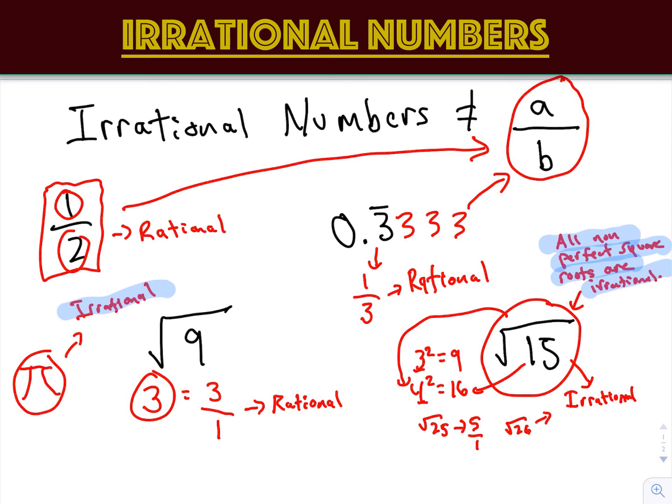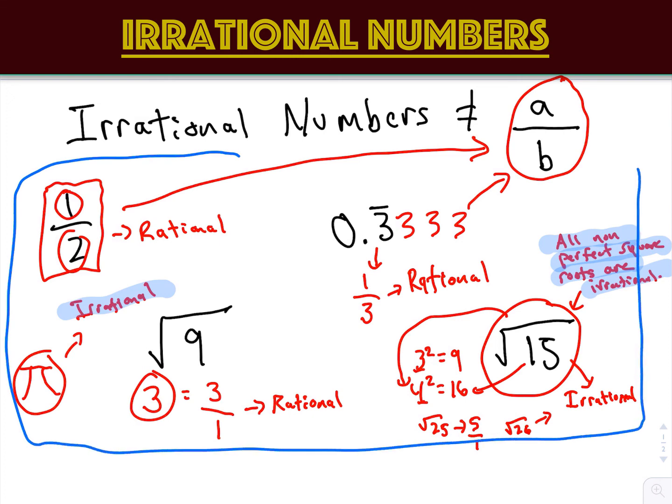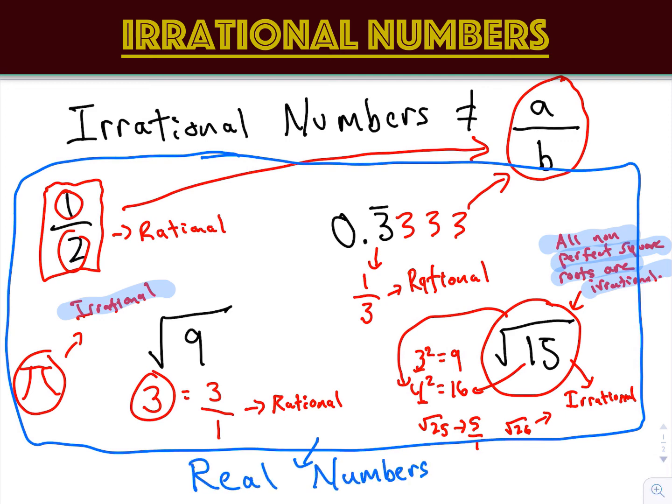One other thing to note with irrational numbers, so with our irrational numbers of non-perfect square roots and pi, for example, all of these numbers on here, both our rational and irrational numbers present, they are all what we call real numbers. So both rational and irrational numbers are real numbers.